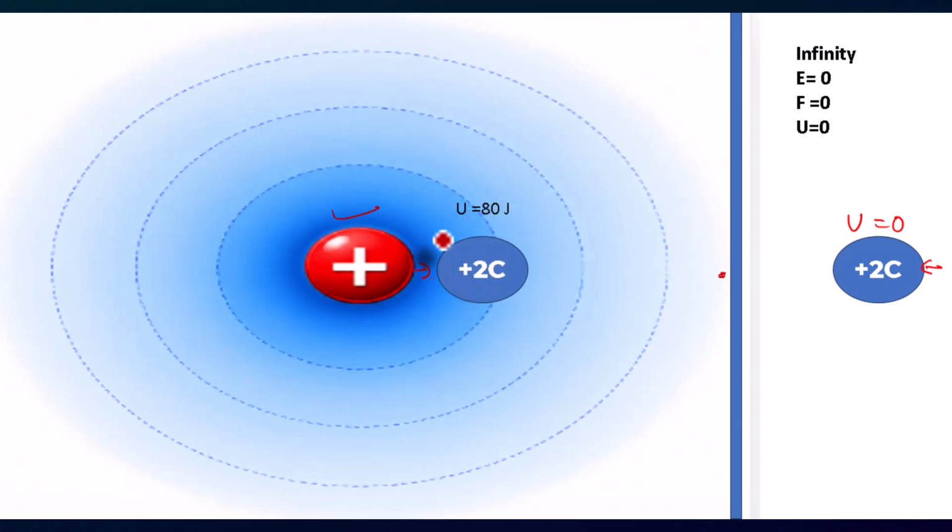That energy is called the electric potential energy. So what is electrical potential energy? It is energy possessed by a charge because of its position inside an electric field.